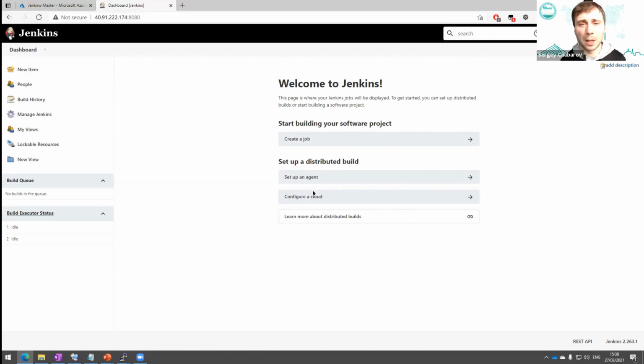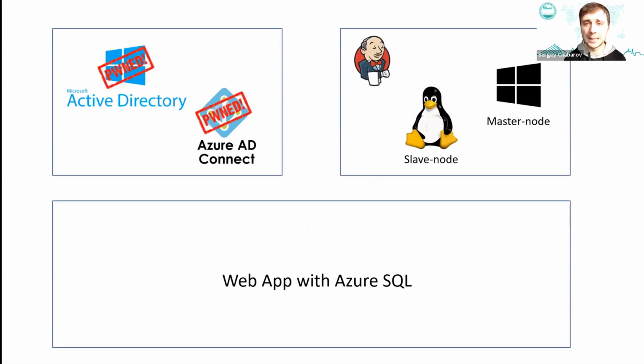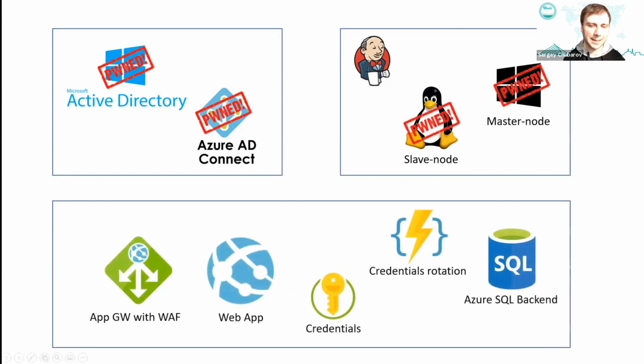So that is a virtual machine. To be fair, I don't really care if it's Jenkins or something else. I just want to show you how virtual machines may be compromised. All right, so let's jump to the last scenario. And now we have something more advanced.